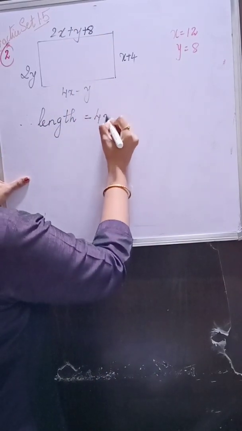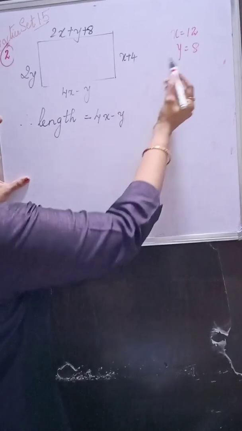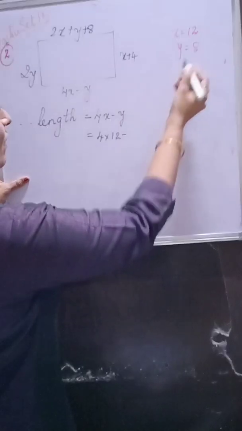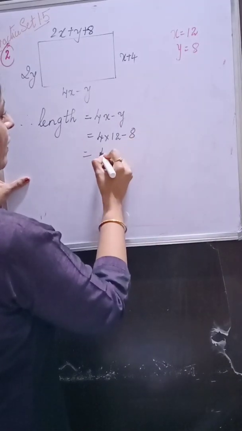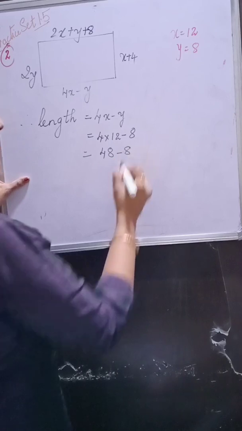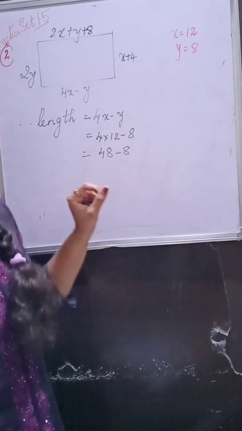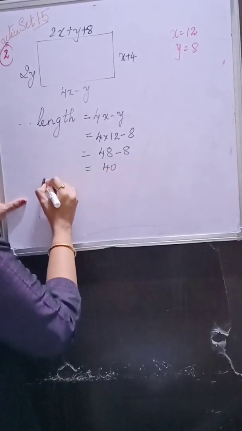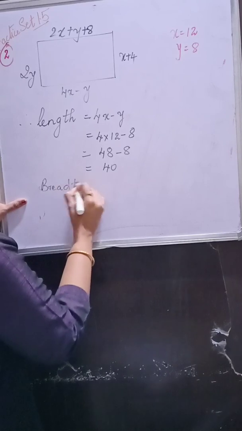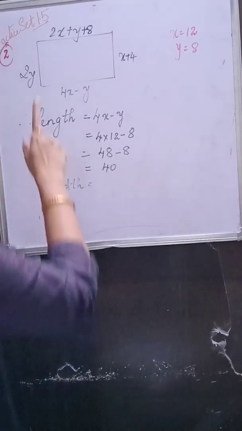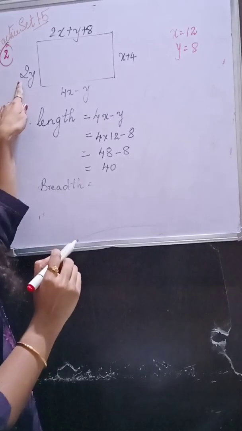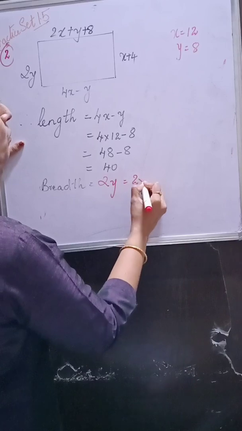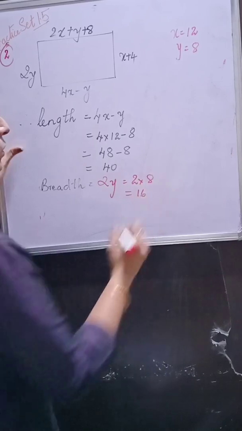So let me write that, 4x minus y. I know how much is the value of x. x is 12. So 4 into 12 minus y is 8. So this will be 48 minus 8. Correct? 48 minus 8 will be 40. So length I got 40 and breadth will be, breadth is equal to, what is the expression for breadth? For breadth either this you can take or this you can take. I like the 2y. So 2y is equal to 2 into 8, which is equal to 16.